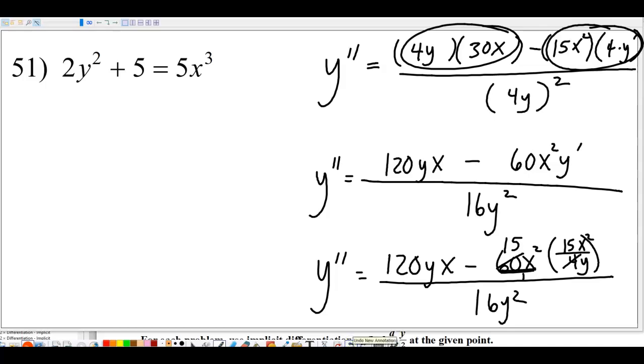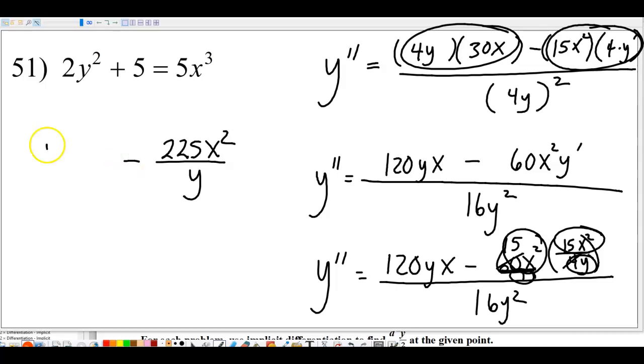Okay, now I'm going to go ahead and multiply this 15x squared by this 15x squared, and I'm going to get 225x squared. And then I have a 1 on the bottom here and a y on the bottom here, so I'm going to have a y on the bottom here. So top times top, bottom times bottom. The rest of it's just going to stay the same for now.